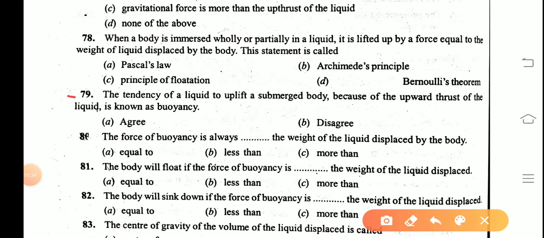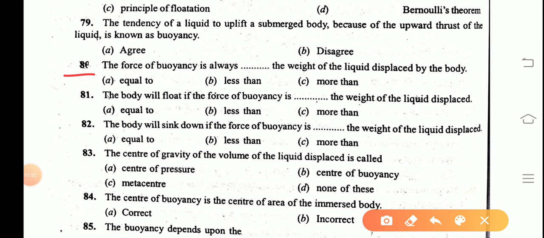Now next. The tendency of a liquid to uplift a submerged body because of the upward thrust of the liquid is known as a buoyancy. Yes, agree. It is known as buoyancy. The force of buoyancy is always dash the weight of the liquid displaced by the body is always equals to. And this is Archimedes principle. The body will float if the force of buoyancy is dash the weight of the liquid displaced. More than.